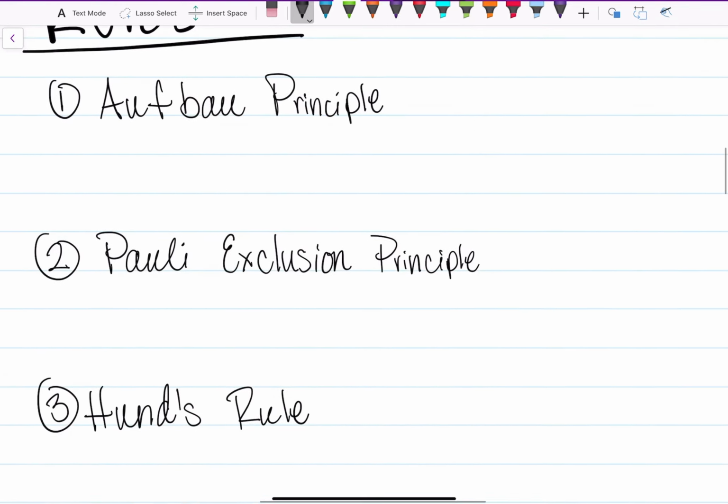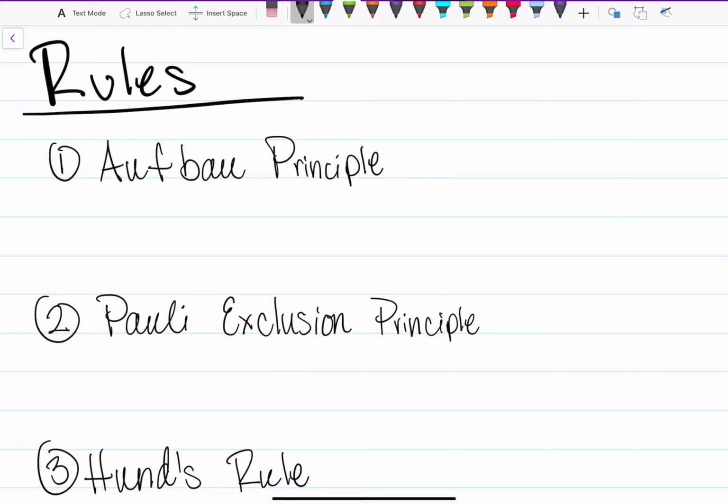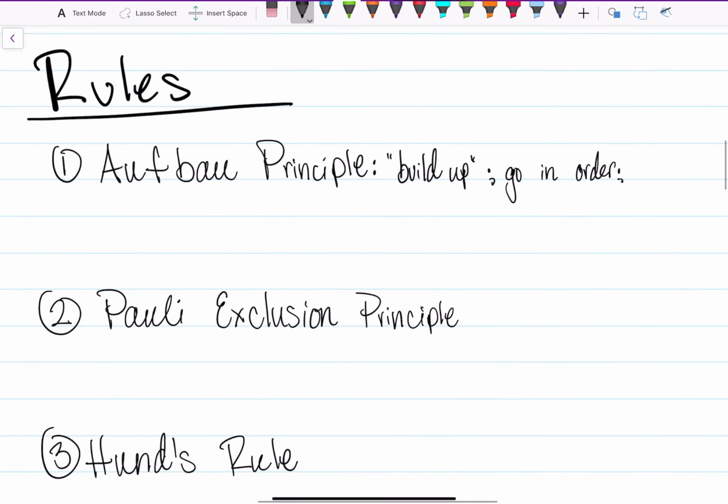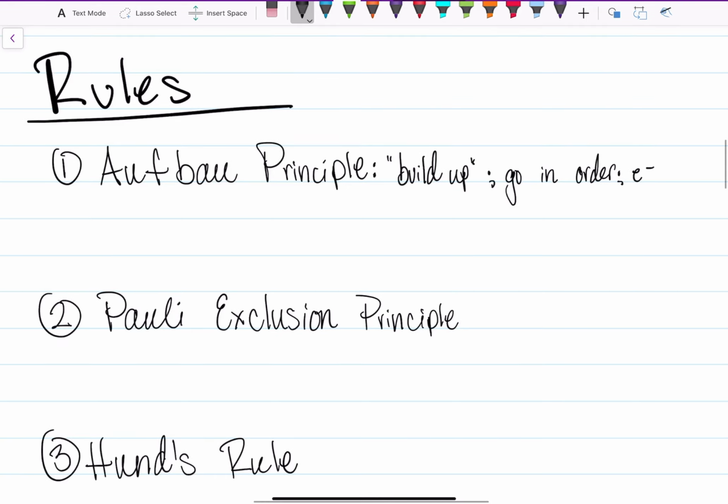Up next, we're going to talk about 3 rules that really govern how electron configuration turns into an orbital diagram. The first one is the Aufbau principle, and you use the Aufbau principle all the time when you're writing electron configuration, but you didn't know it was called the Aufbau principle. All the Aufbau principle means is that we build up our electron configuration. We go in a particular order, and when you go in that certain order of electron configuration, you are actually going from lowest energy to highest energy. So electrons will always occupy lowest energy levels first.